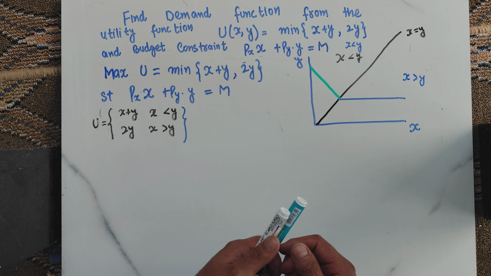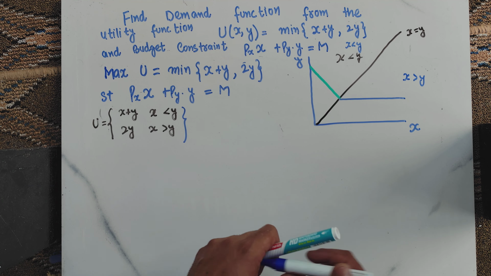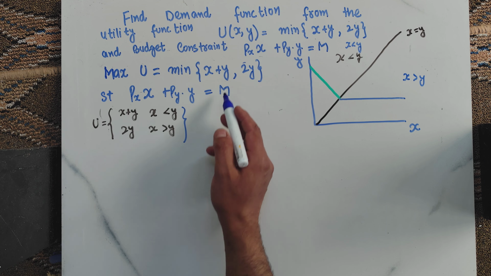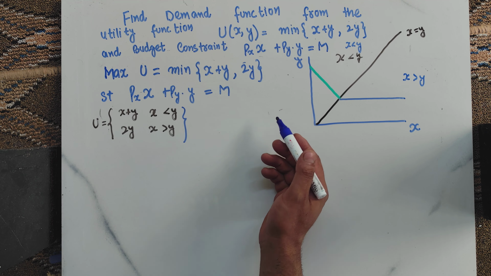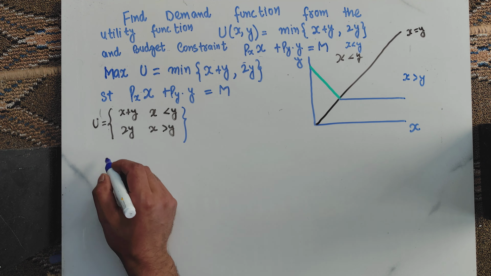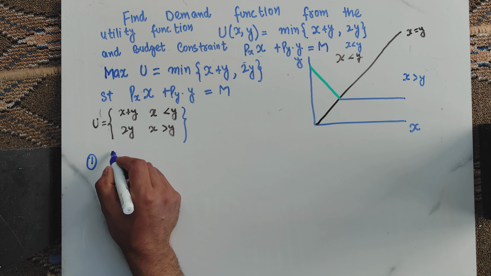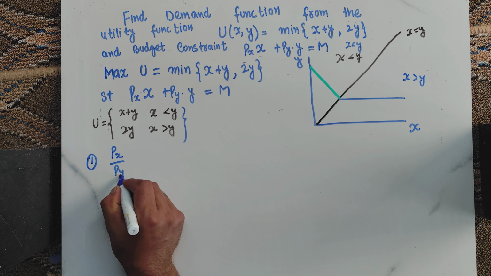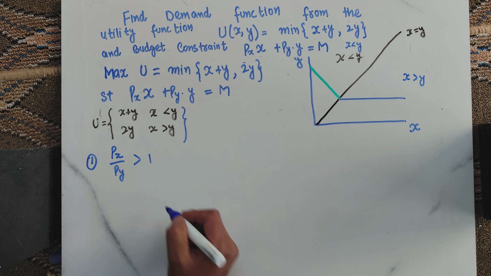Define the indifference curve here. So for that, what will we do? We will take three cases here. So for optimality, what will we do? So we compare the results with the prices. So case 1 will be Px upon Py if it is greater than 1.